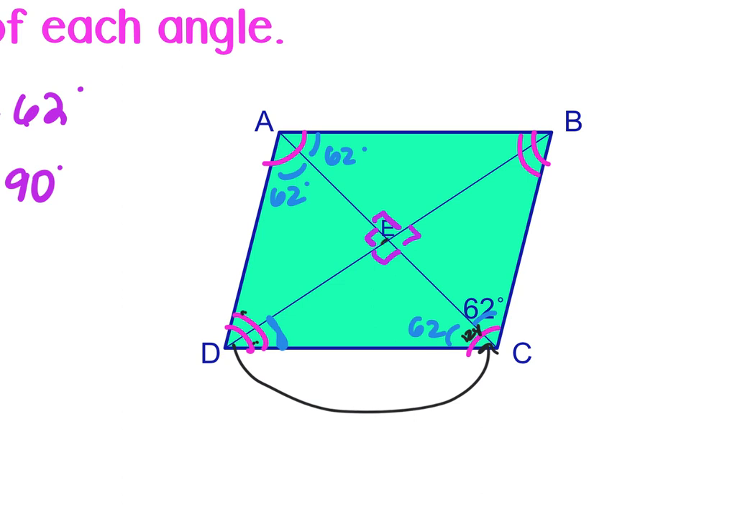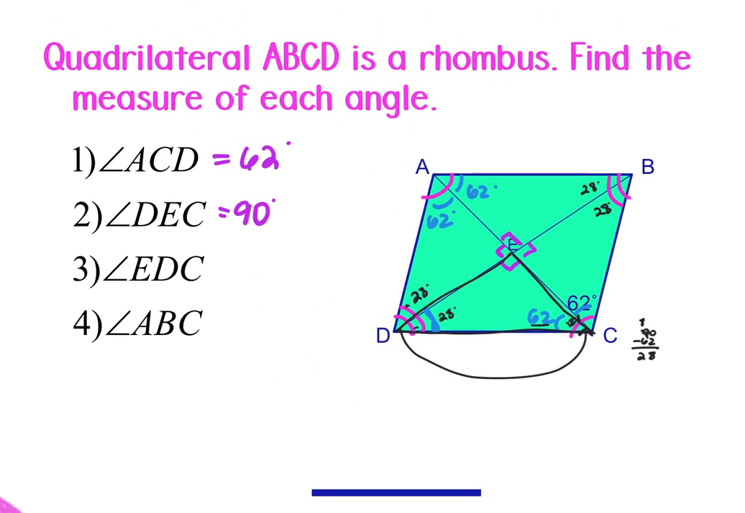The other way to do it is that this is a right triangle. So 62 has a complement of 28. And then I know this is 28, and this is 28, and this is 28. So you can do those either way. Use the consecutive angles in your parallelogram being supplementary, or you can use your right triangles here. So EDC is 28 degrees, and ABC is 28 plus 28, or 56 degrees.